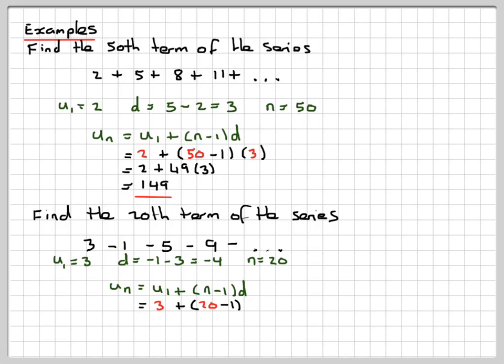We put in 3 plus n, which is 20, 20 minus 1 times minus 4. Notice the importance of using brackets here, particularly with negative numbers. Very, very important. So we get 3 plus 19 times minus 4. So the 20th term of this series will be minus 73. Okay, so this formula allows me to find any term if I know a few terms of the series or the sequence.